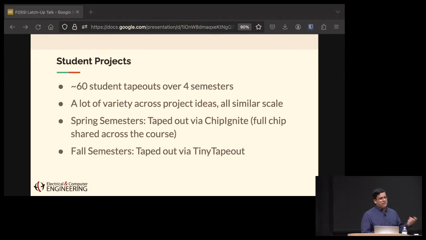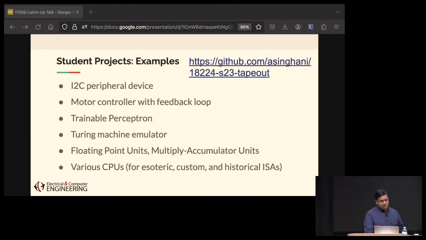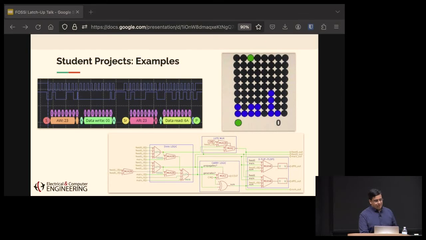We've tried both taping out through Tiny Tapeout and taping out within the class itself through ChipIgnite. Both have their ups and downs. Some of my favorite projects are, I had an I2C peripheral. A couple students have built motor controllers with integrated feedback loops. Someone built a trainable perceptron, a single perceptron, but it could be trained in the silicon. Floating point units, different CPUs, some esoteric CPUs, some historic CPUs, are some examples of projects.